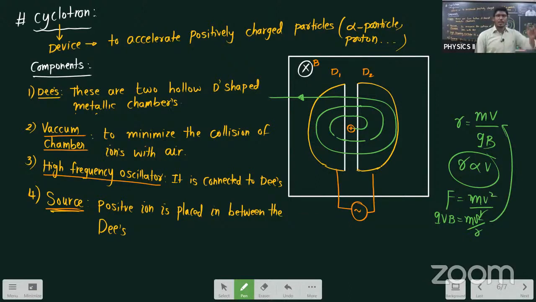So this is the end of the concepts for moving charges and magnetism. What are the things that we have discussed? We have discussed the Biot-Savart law and its application, Ampere's law and its application, then the magnetic moment of a revolving electron. The next thing we discussed is the cyclotron. What is a cyclotron? It is a device used to accelerate positively charged particles to high velocities. And what are the components of the cyclotron? Ds, vacuum chamber, high frequency oscillator, and source. I hope you understood this.